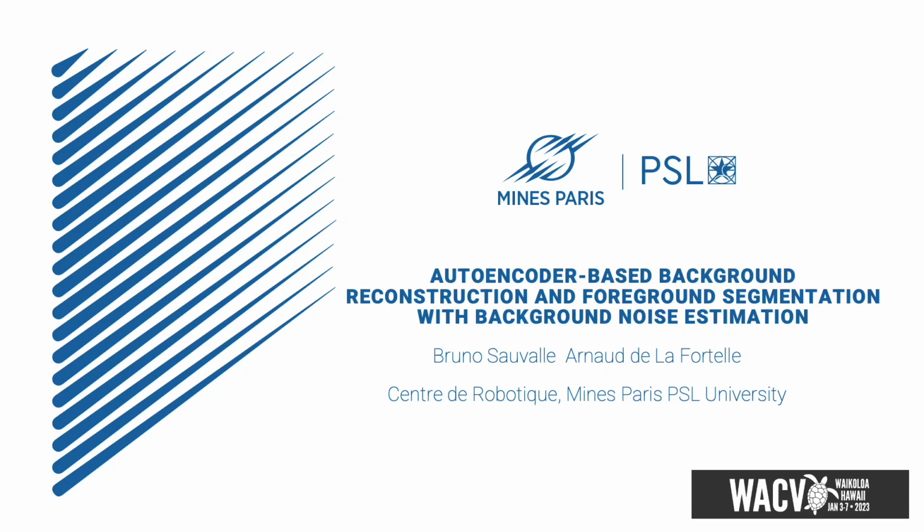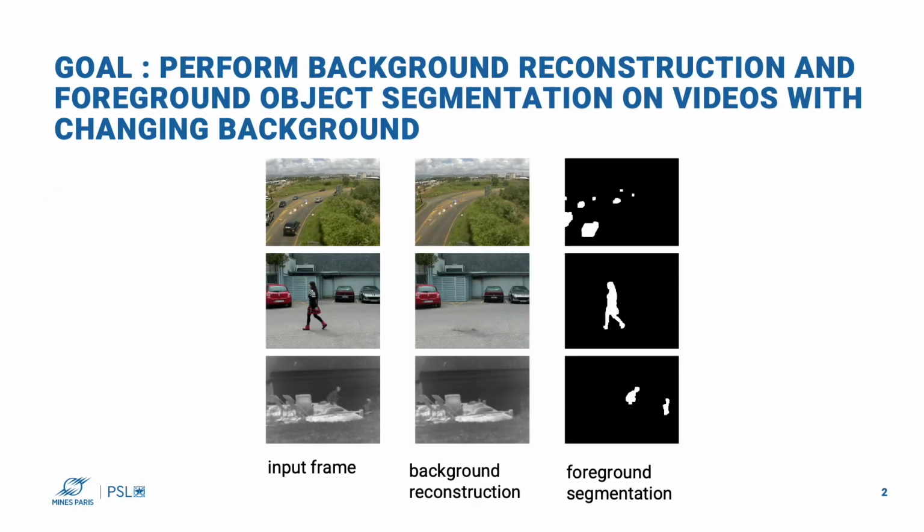I will present our paper on Autoencoder-based background reconstruction and foreground segmentation with background noise estimation. Our goal is to take a video as input and produce two outputs. First, we reconstruct the background of each frame appearing in the video without the moving objects or persons appearing on the frame. Second, we also perform for each frame a segmentation of the foreground objects from the background.